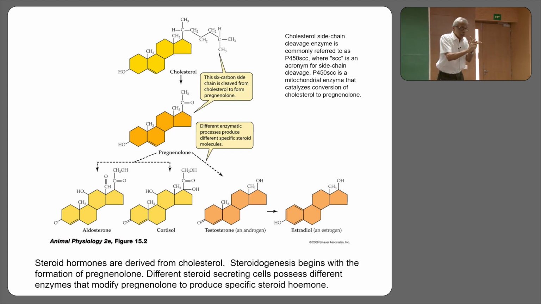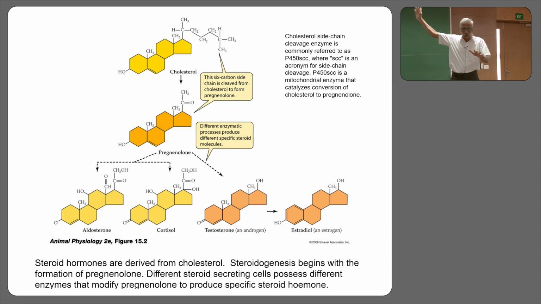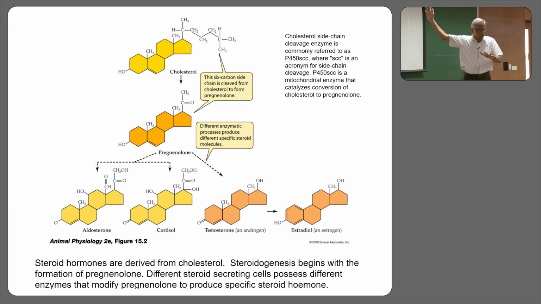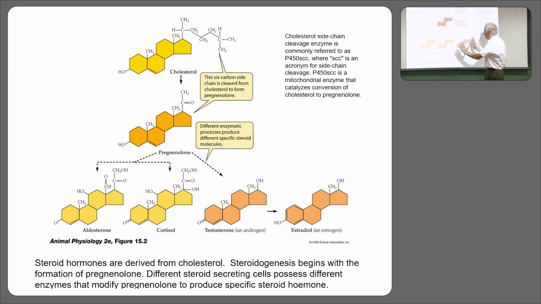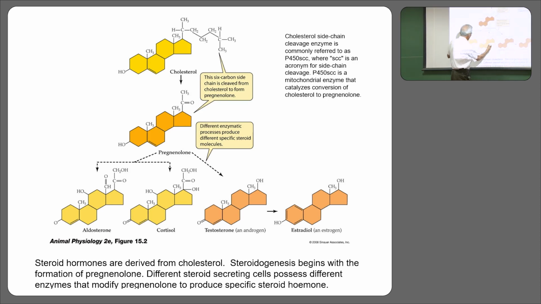Now, in all steroid hormone secreting cells, what do I mean by that? The cortex, and then ovaries and testes. This is going to happen. Here you begin with cholesterol, you remove the side chain by cleavage, and then you have pregnenolone. Pregnenolone is then processed in the adrenal cortex to give rise to one steroid hormone, which we call what?